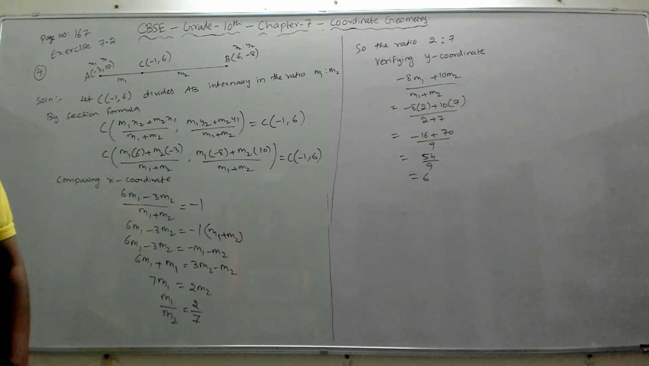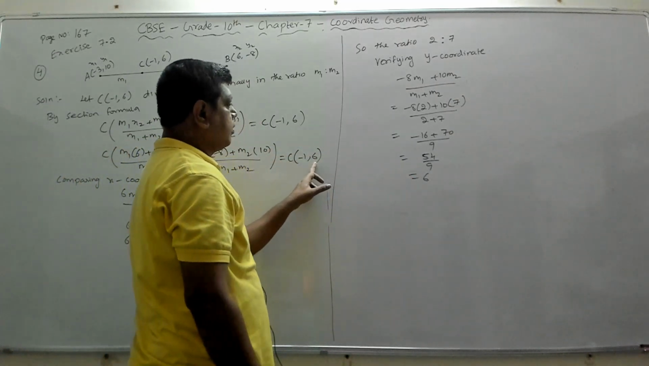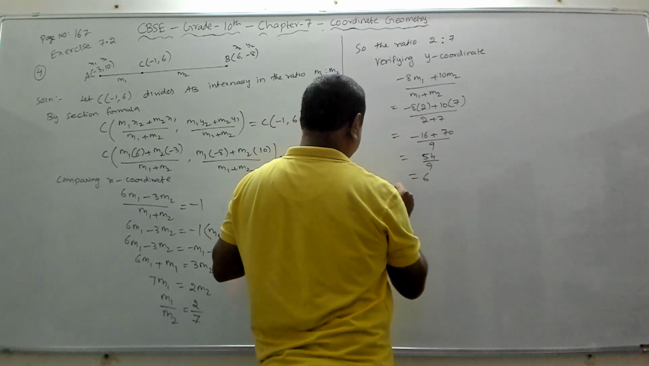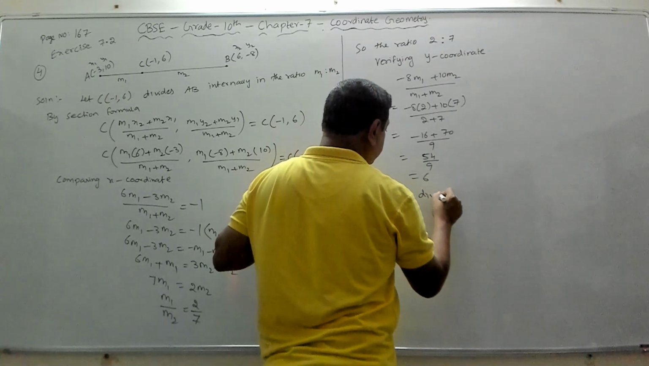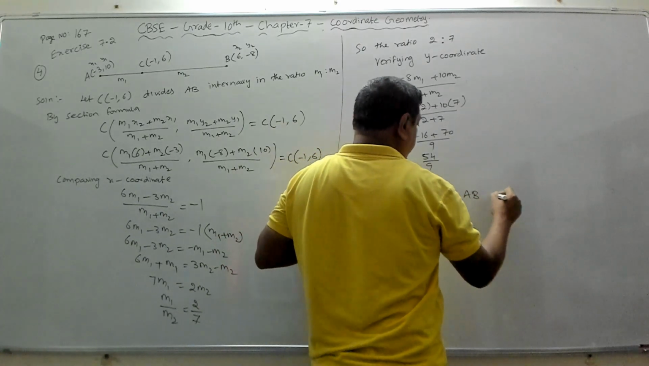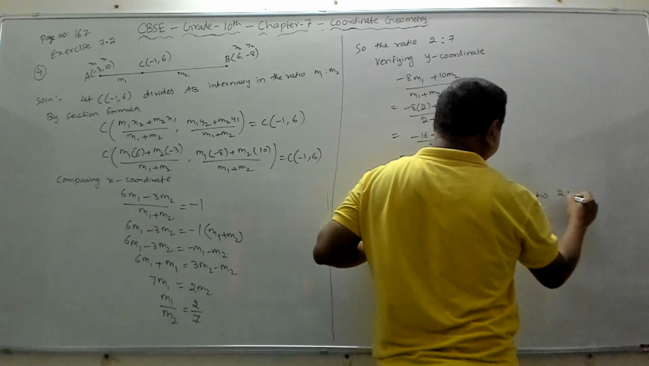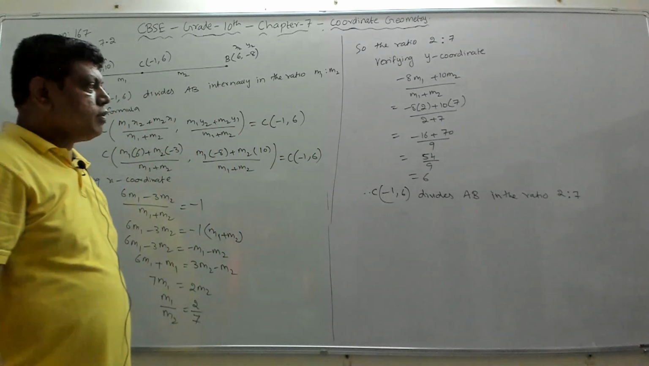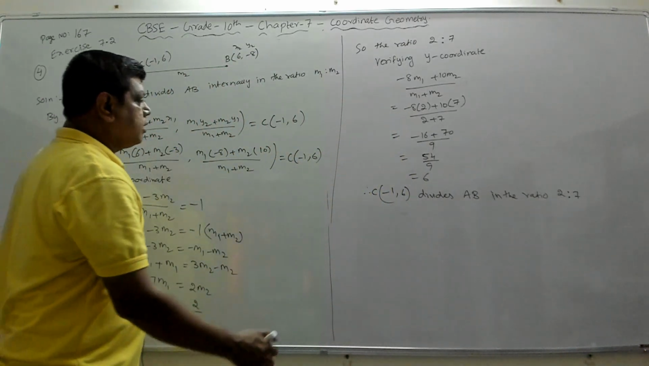Fine. So now the y coordinate is 6, which matches the given y coordinate 6. So therefore we have matched this. Therefore we can say C of minus 1 comma 6 divides AB in the ratio 2:7, and it divides internally in the ratio 2:7.